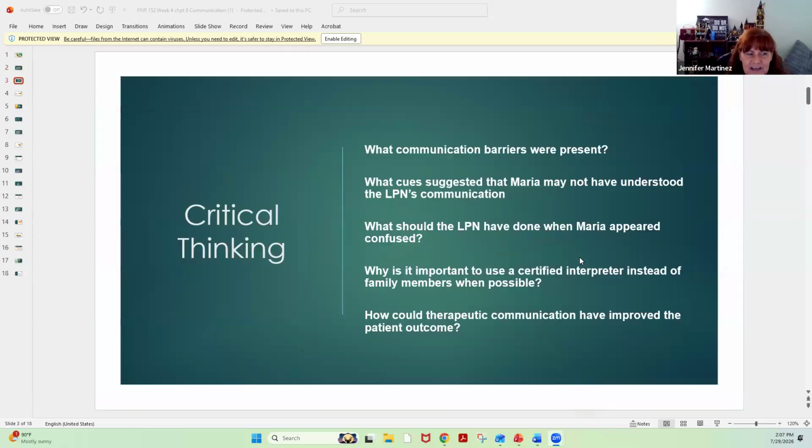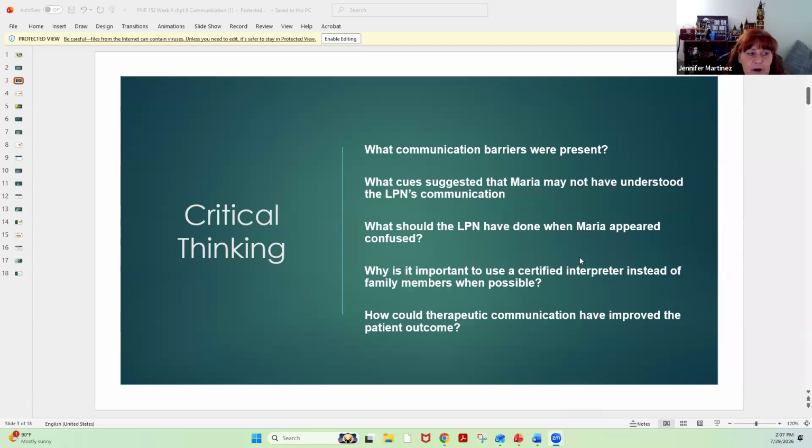What cues suggested that Maria may not have understood the LPN's communication? Kind of covered that, right? Got the confused look on the client's face. So, what should the LPN have done when Maria appeared confused? Because obviously she picked up on the fact that the client appeared confused, right? So, what should Maria have done? Got an interpreter.